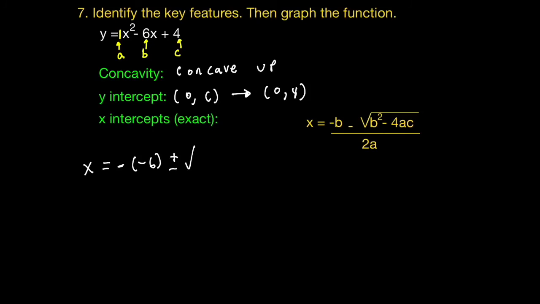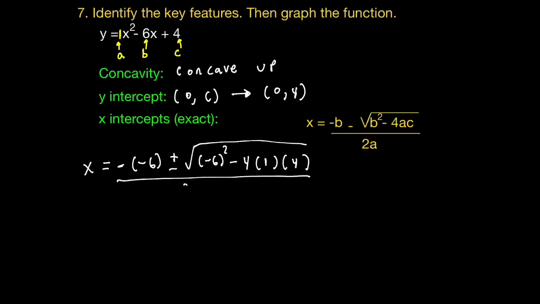Plus or minus the square root of b squared, so negative 6 squared. We're going to subtract 4 multiplied by a multiplied by c. The a value is positive 1 and the c value is positive 4. And then we're going to divide all of this by 2 multiplied by a. And a is positive 1.